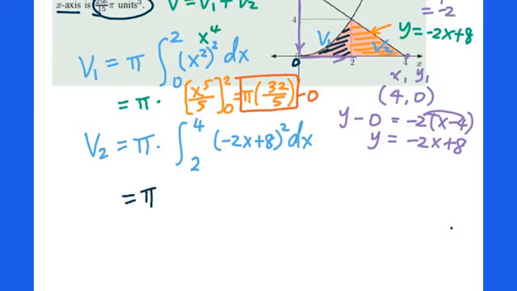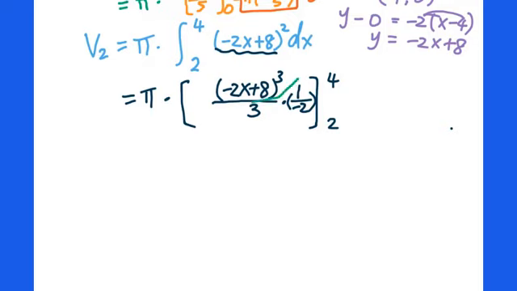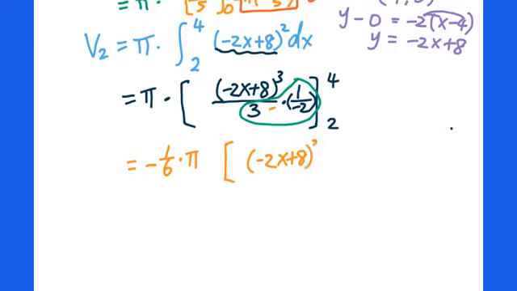You will get pi times definite integral of negative 2x plus 8 squared. You will get negative 2x plus 8 to the 3rd power over 3 times 1 over negative 2. If we have a constant number like this, we can take it outside. So we get these two multiply, that's negative 1 over 6. So negative 1 over 6 times pi. Then bracket, we have negative 2x plus 8 to the 3rd power from 2 to 4. So we get a negative pi over 6.